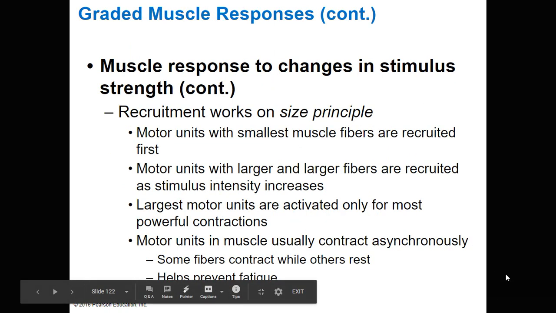Changes in stimulus strength. So you essentially have what's called the size principle of recruitment. The motor units with the smallest muscle fibers are recruited first, and then motor units with larger and larger fibers are recruited as the stimulus increases in intensity, and the largest motor units are activated only for the most powerful contractions. So you have this asynchronous muscle contraction, essentially. Some fibers are contracting while others rest, and that helps prevent muscle fatigue.